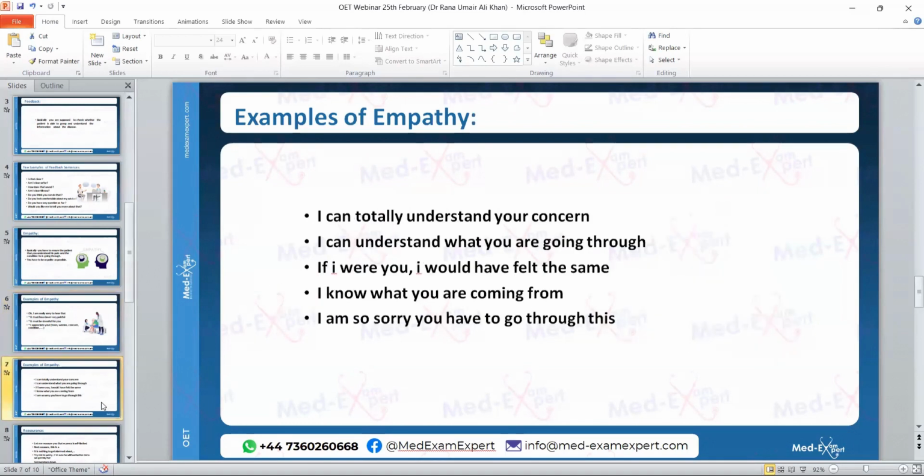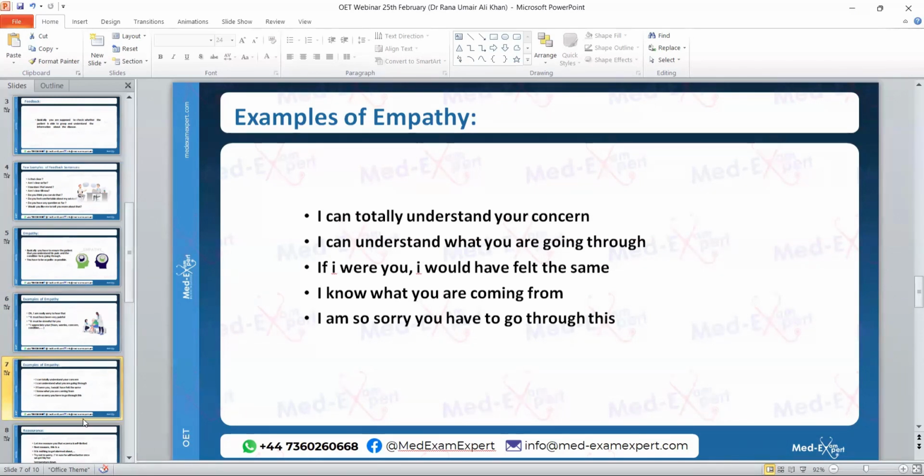Okay, so what are the examples of empathy? I can totally understand your concern. I know what you're going through. If I were you, I would have felt the same. This is my favorite line to say, because it helps you connect to the patient on a very deep level. I'm so sorry. I know where you're coming from.